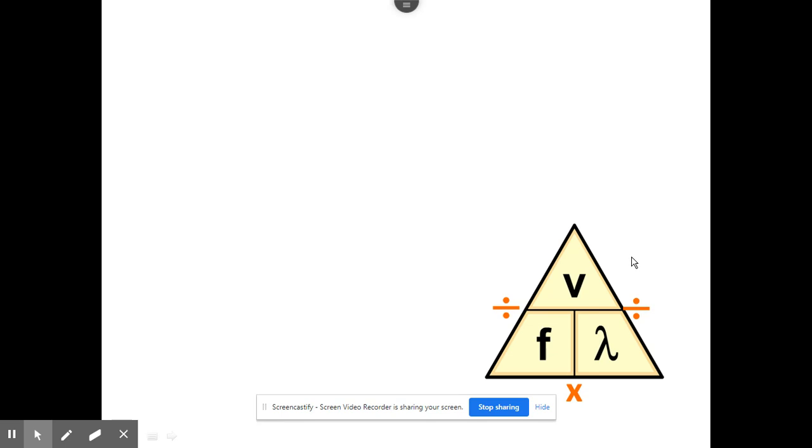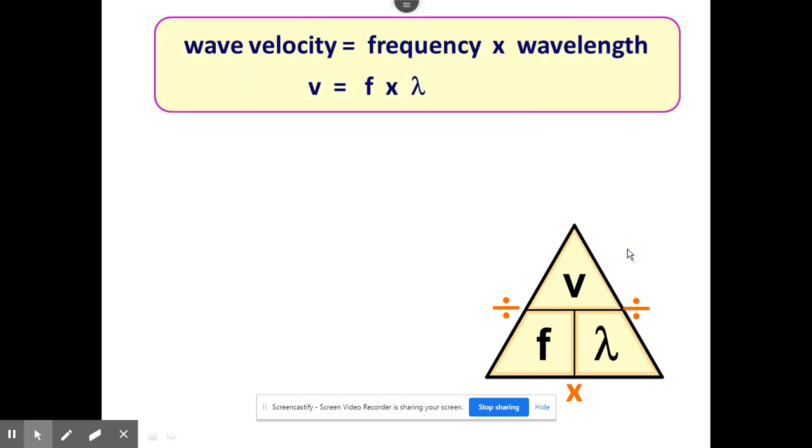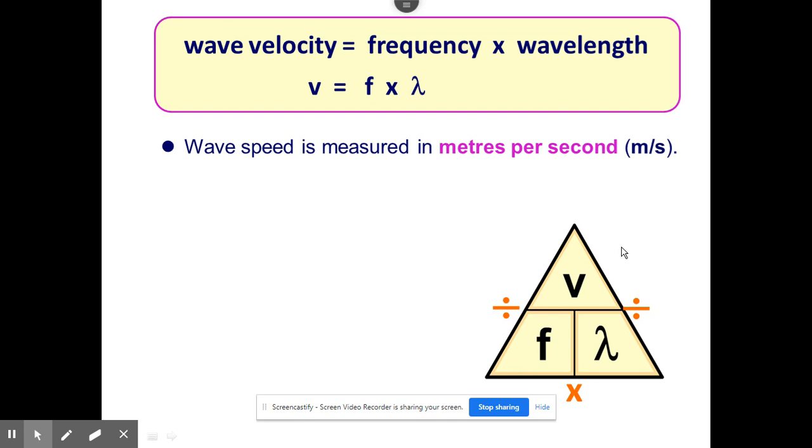So frequency and wavelength combine together to give us the wave equation, which is basically how to calculate how fast a wave is going, the velocity of the wave. Now, units wise, the wave speed is measured in meters per second.